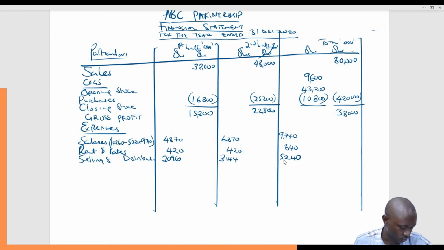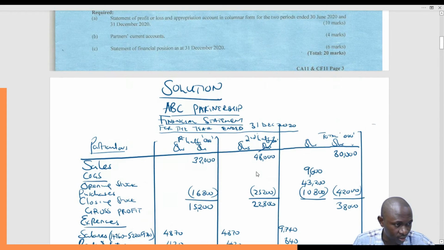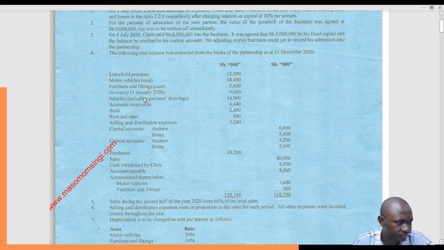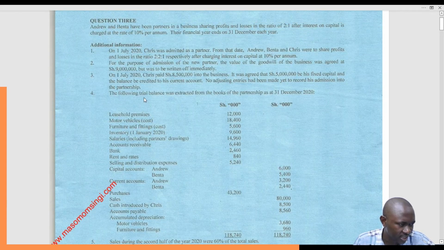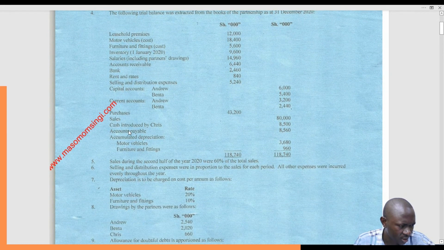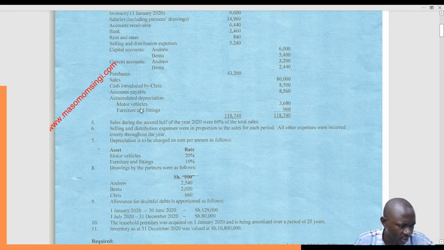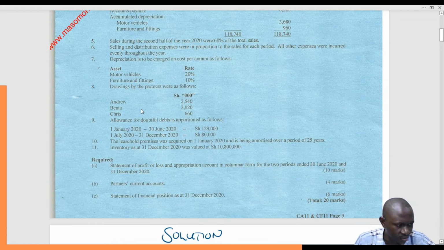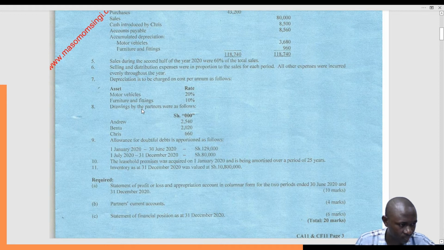Good. So we are on the right track. Make sure there's nothing that is affecting selling and distribution. I doubt. Yeah, so there's nothing. So we move on. What is the next expense? From selling and distribution, capital accounts, current accounts, purchases, sales, cash, accumulated depreciation. I think the next thing now will be the depreciations. So let's go to the depreciations.